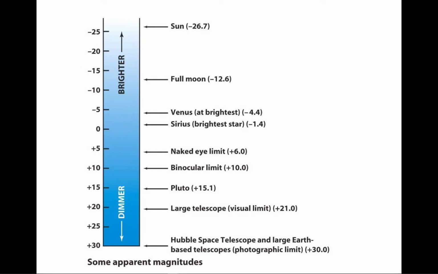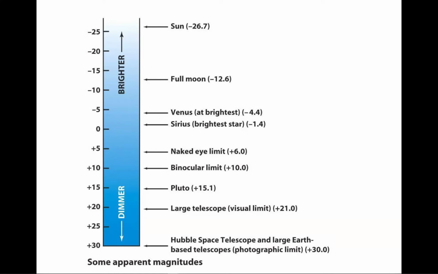The Hubble Space Telescope can detect things, and some large Earth-based telescopes can detect those. Those are improving. They'll gradually see fainter and fainter things. Pluto has a magnitude of about plus 15. I've never seen Pluto. I've seen all the other, well, Pluto isn't a planet anymore, but you can see it through an amateur telescope. The binocular limit is about plus 10. I've probably tested that pretty well. Naked eye limit about plus 6.0.